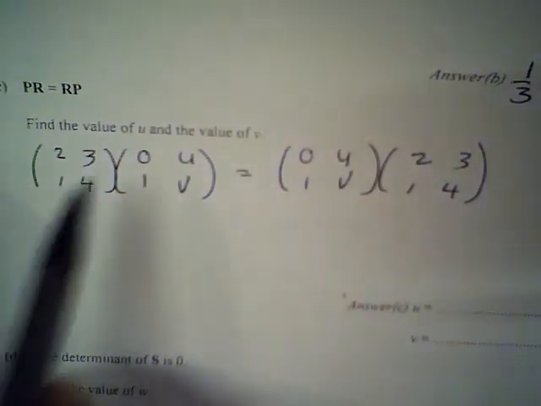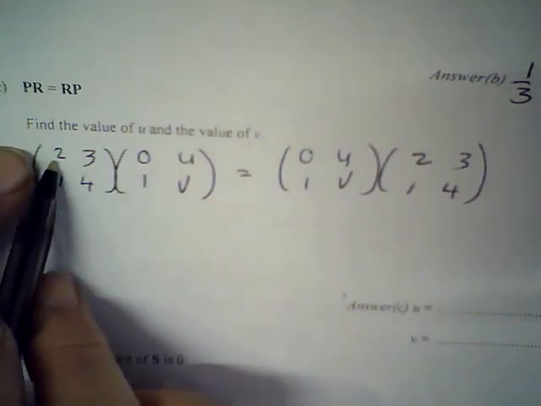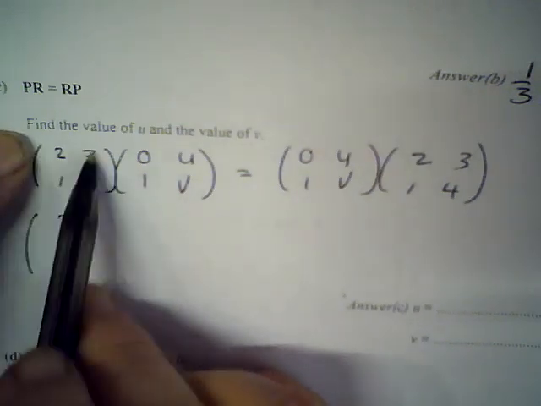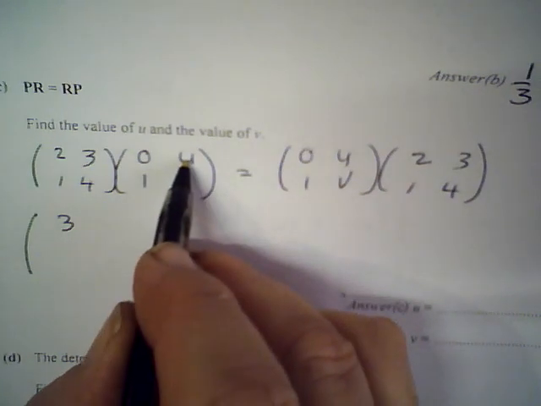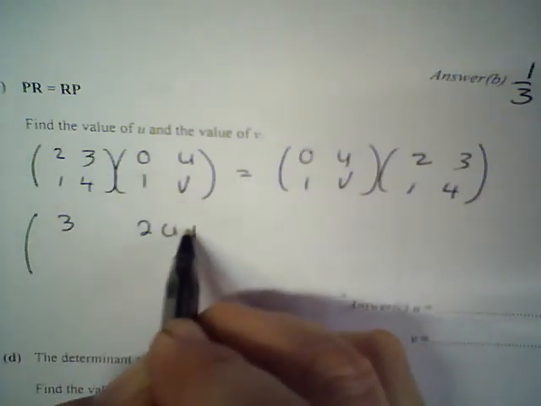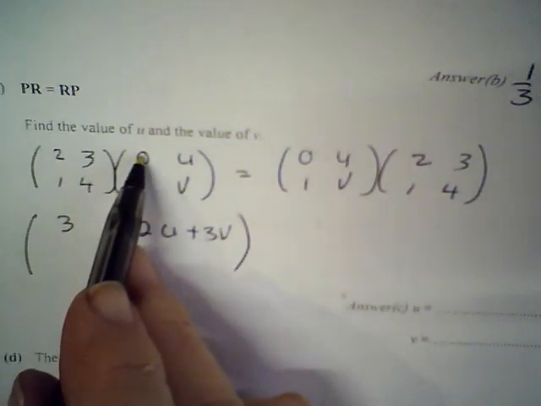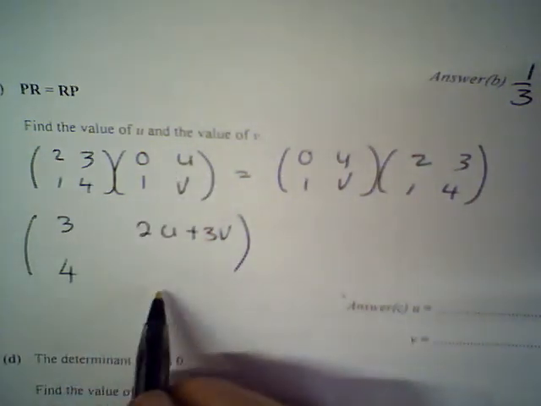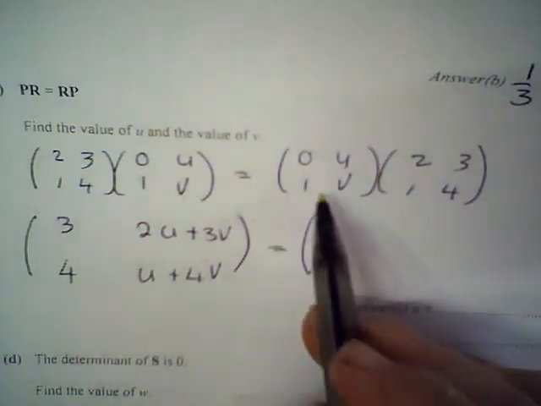So we need the row times the column. So 2 times 0 would give us 0. 3 times 1 would just give us 3. The row times the column, so that would give us 2 times U, so that's 2U, and 3 times V, plus 3V. The row times the column: 1 times 0 is 0, and 4 times 1 is 4. The row times the column, so U plus 4V equals, okay.